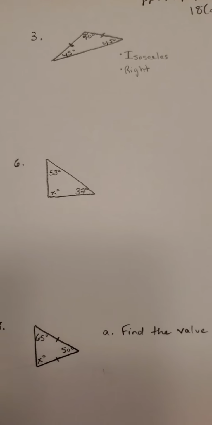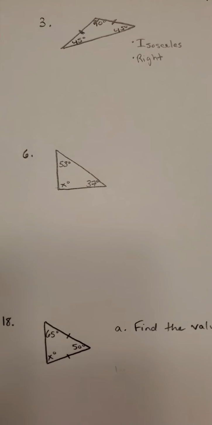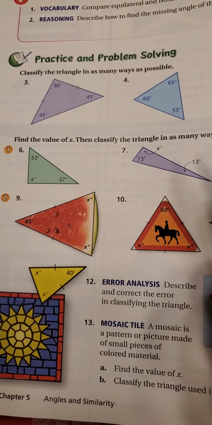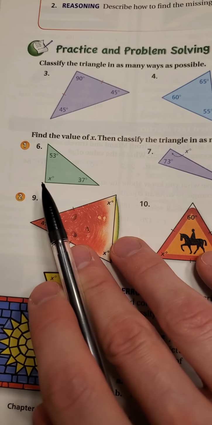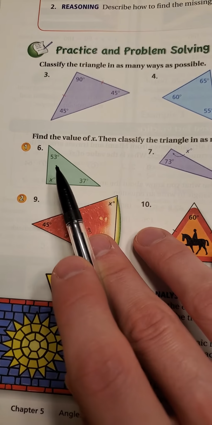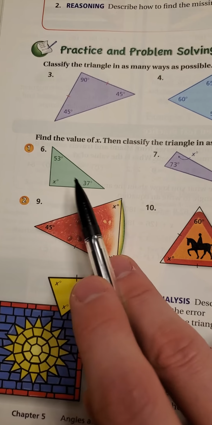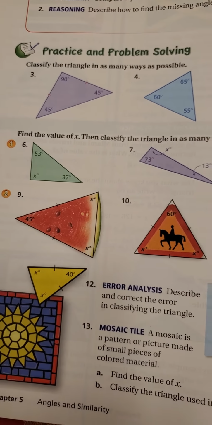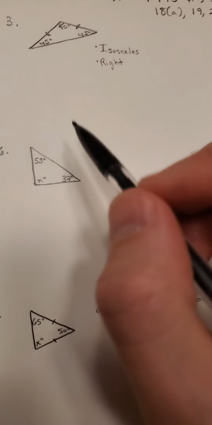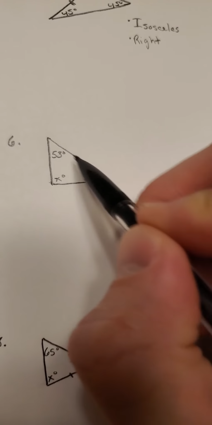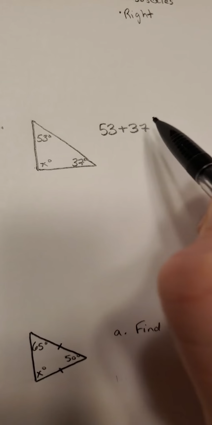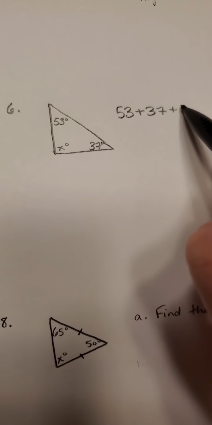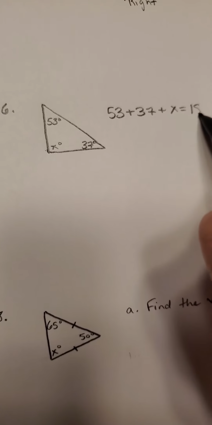All right, let's look down at number 6. Number 6 says find the value of x and then classify the triangle. So we're going to classify the triangle just like we did on number 3, but first we have to find this value of x. In order to do that, we need to know that if you add up all of the angles in a triangle, they should add to 180 degrees. In other words, their interior angle sum is 180. So I'm going to add up the three angle measures in the triangle, 53 plus 37 plus x, and that should equal 180.